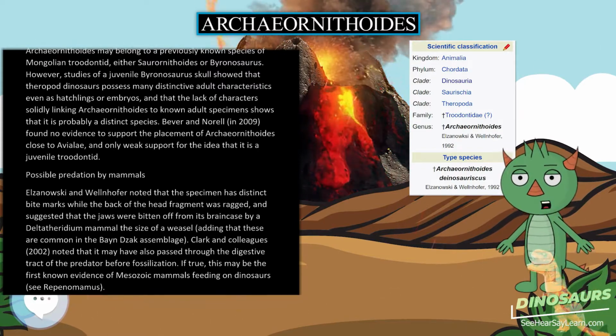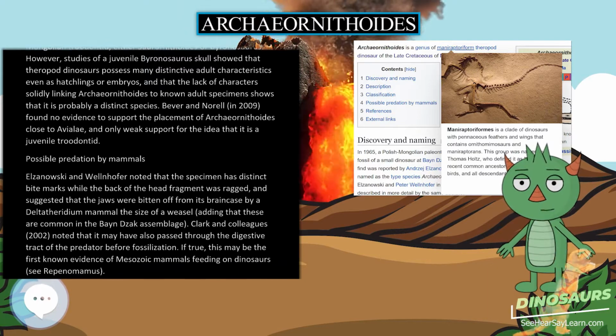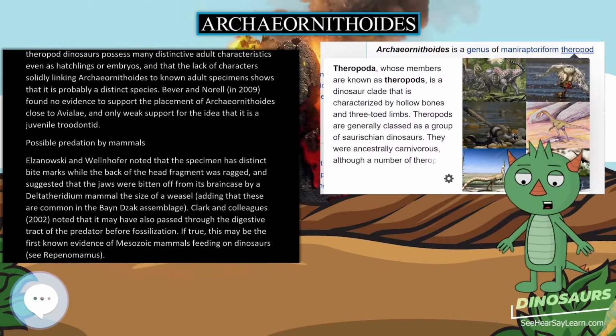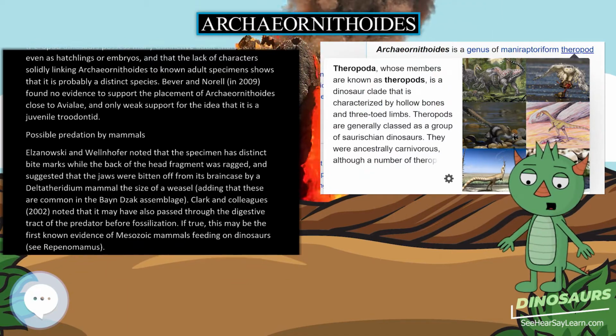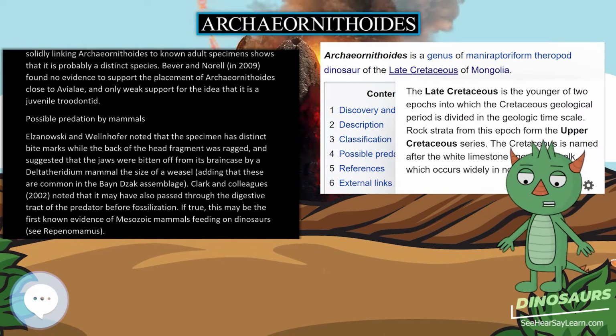Possible predation by mammals. Elzanowski and Wellnhofer noted that the specimen has distinct bite marks while the back of the head fragment was ragged, and suggested that the jaws were bitten off from its braincase by a deltatheroidan mammal the size of a weasel, adding that these are common in the Bayan Zag assemblage.